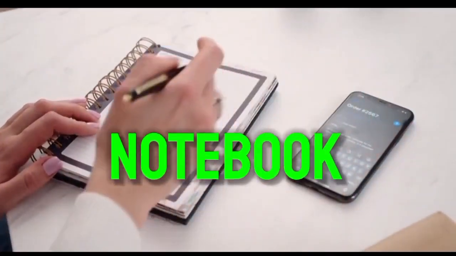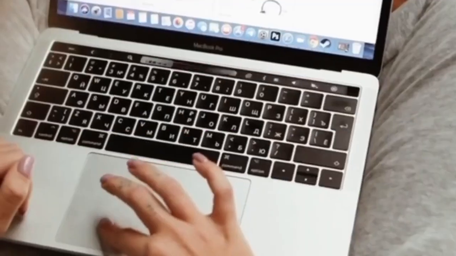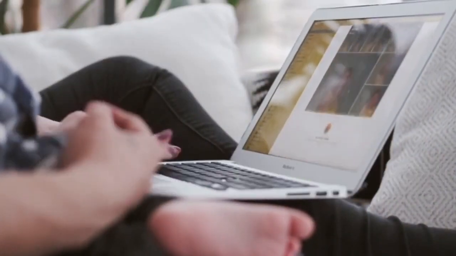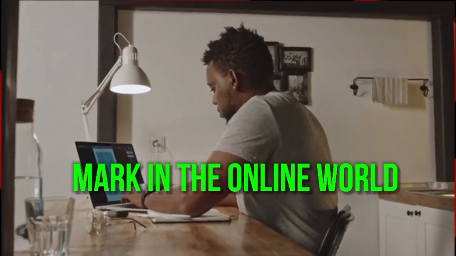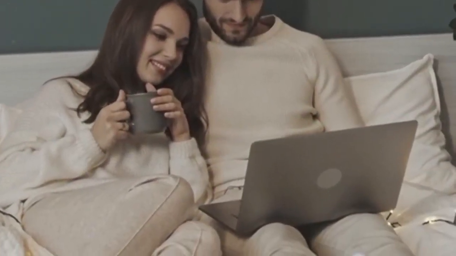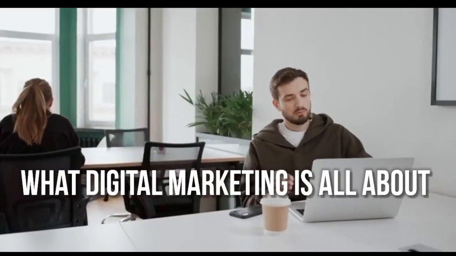So grab your notebook, buckle up, and let's embark on an exhilarating journey where we unravel the secrets of digital marketing and empower you to make your mark in the online world. Let's get started. Before we jump into the step-by-step guide, let's take a moment to understand what digital marketing is all about.